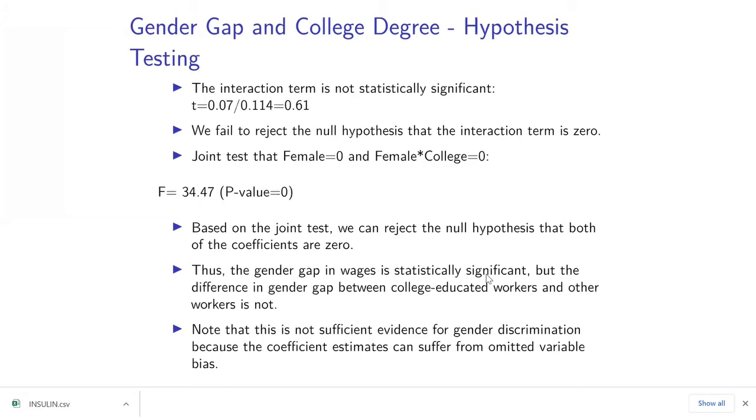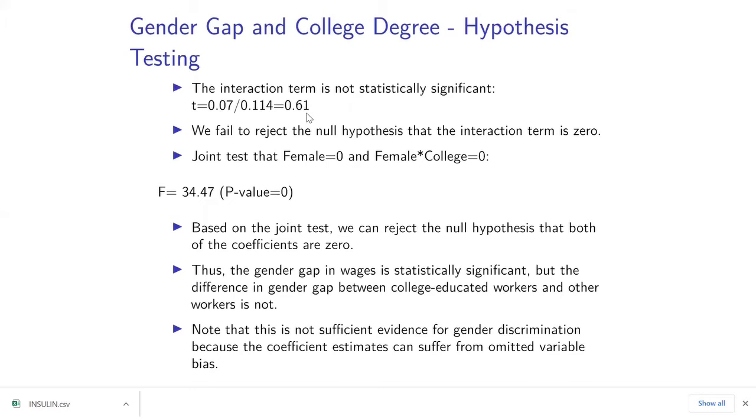To see whether the gender gap on wages differs in the group of workers who have a college degree, we need to conduct a t-test on the interaction term. In this case, because the t-statistic is very small, we fail to reject a null that the interaction term is equal to 0, stating no differing effects on gender gap.